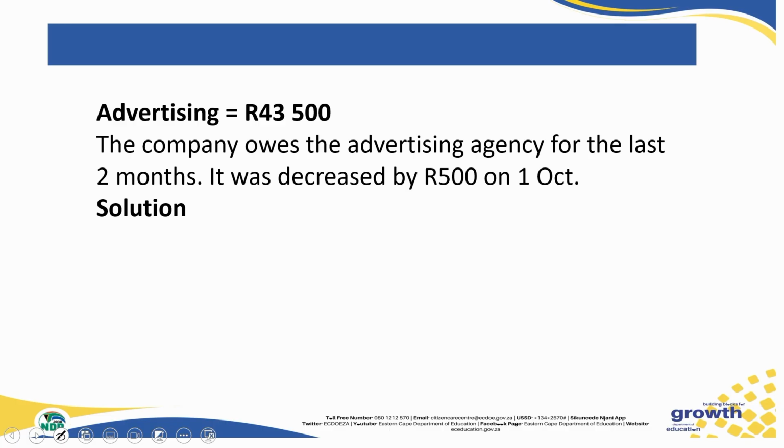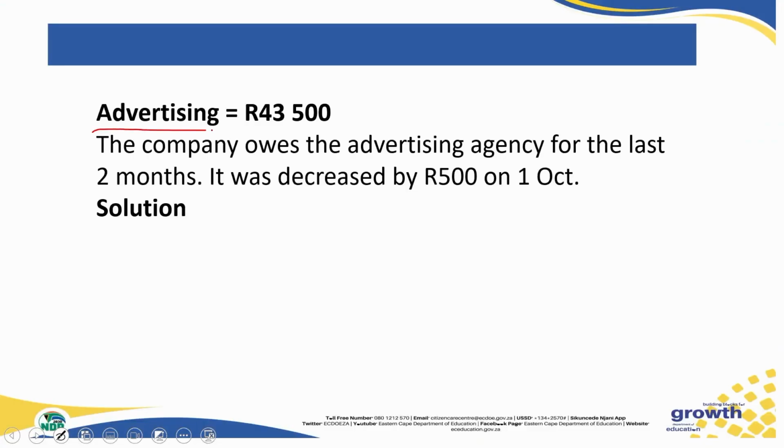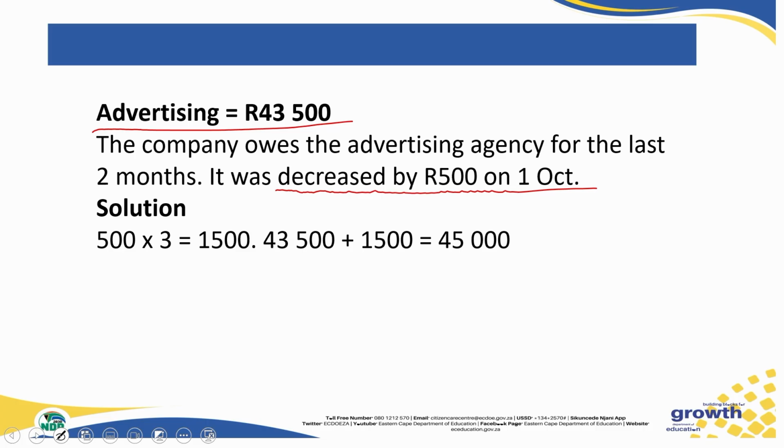Our next example is advertising. Our advertising is 43,500 from the trial balance, and the company owes the advertising agency for the last 2 months of the year. and it was decreased by 500 Rand on the 1st of October. So let's have a look at our solution.